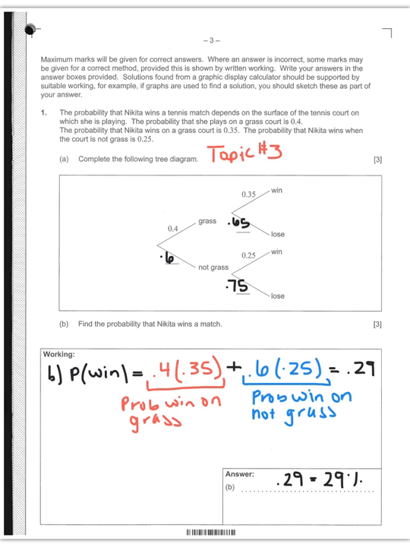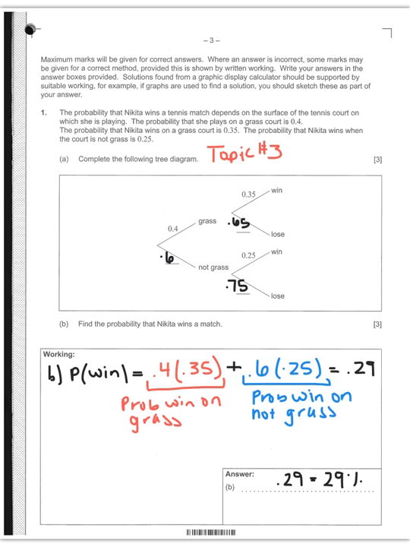They tell us that the probability that Nikita will play a tennis match on a grass court is 0.4, which means the probability that she plays on a not grass court is 0.6. These always have to add up to 1, either grass or not grass. And then the probability that she wins on a grass court is 0.35. So the probability that she loses on a grass court is 0.65. Again, these have to add up to 1. Every branch of the tree adds up to 1.